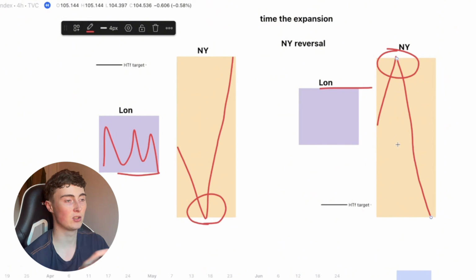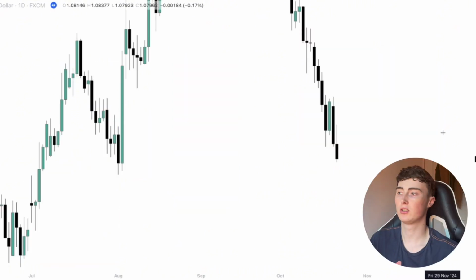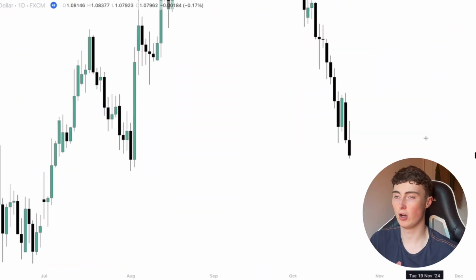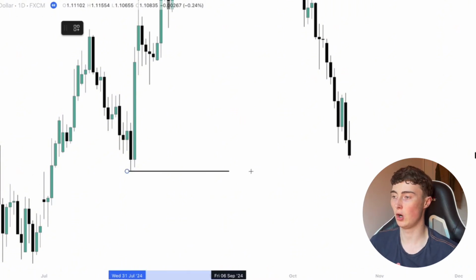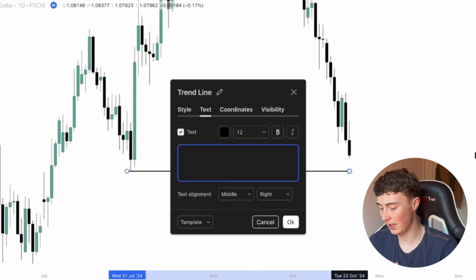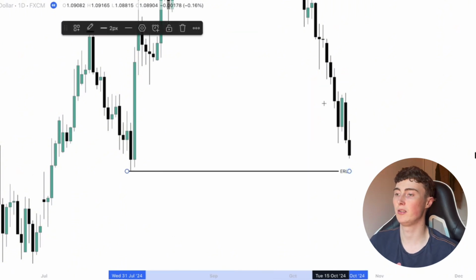So let's get into some examples of these cycles. So this first example is on Euro USD. First of all, I find a clear external range liquidity or internal range liquidity target. Down here, we have this old low. Okay, that is clear external range liquidity that price is moving towards.